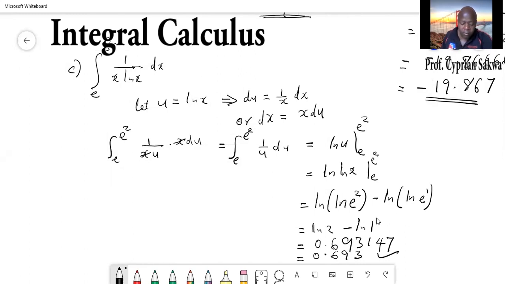So next time we look at applications of this integration, and again we'll look at other examples and then look at examples in applications.